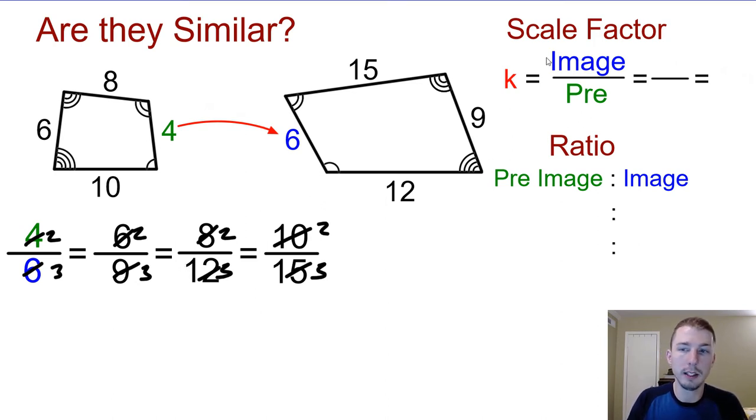All right, so finding the scale factor, we want to do the image divided by the preimage. So we started out at 4. We usually go left to right. So we're going to do the image of 6 divided by 4. So 6 divided by 4 is basically 1.5 if you put it in the calculator. So our scale factor is 1.5. So everything gets multiplied by 1.5. So the longest side of 10 becomes the longest side of 15.